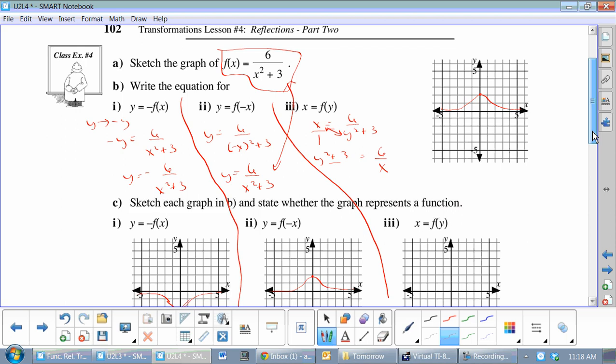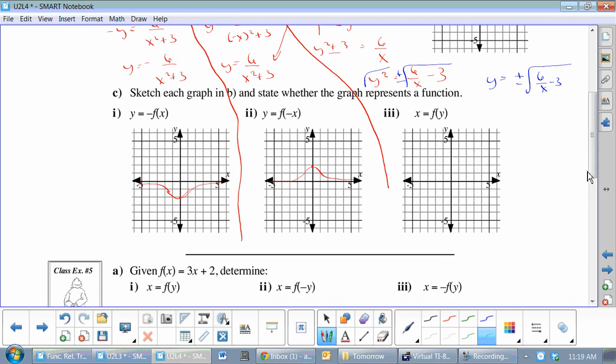And then now it's going to be y squared equals 6 over x, and I'm going to subtract 3 from that. Now, just to finish things off, I'm going to take the square root of both sides. I'm going to take the square root of that side. I will have a plus or a minus on the other side. Okay, and that gives this graph right here.